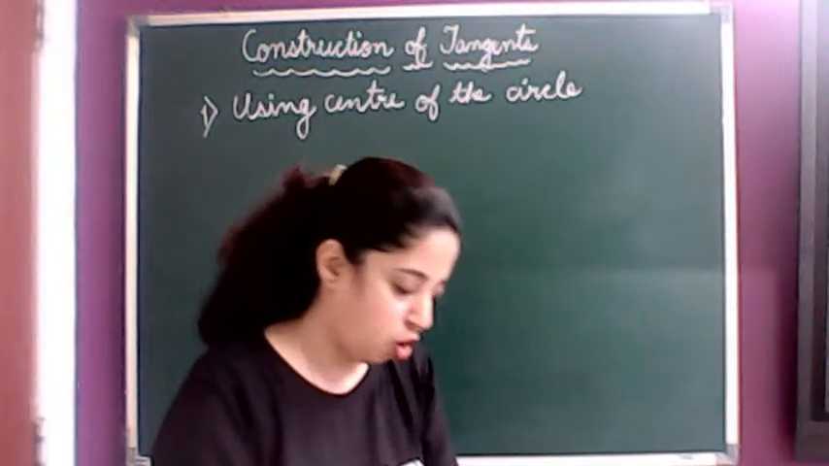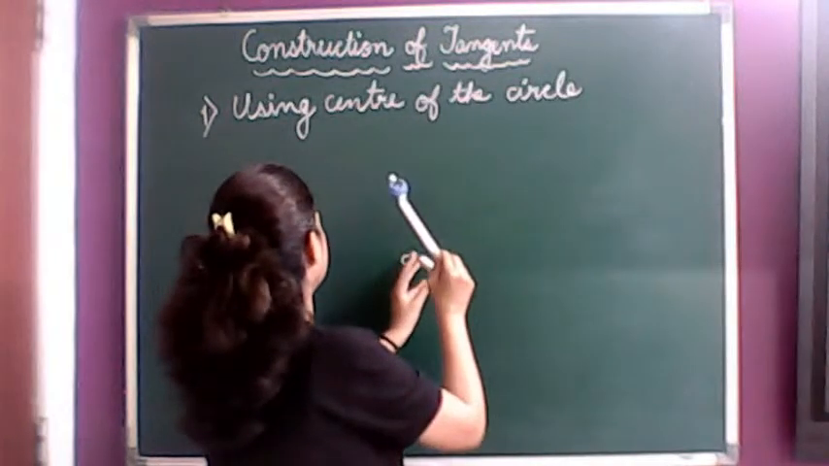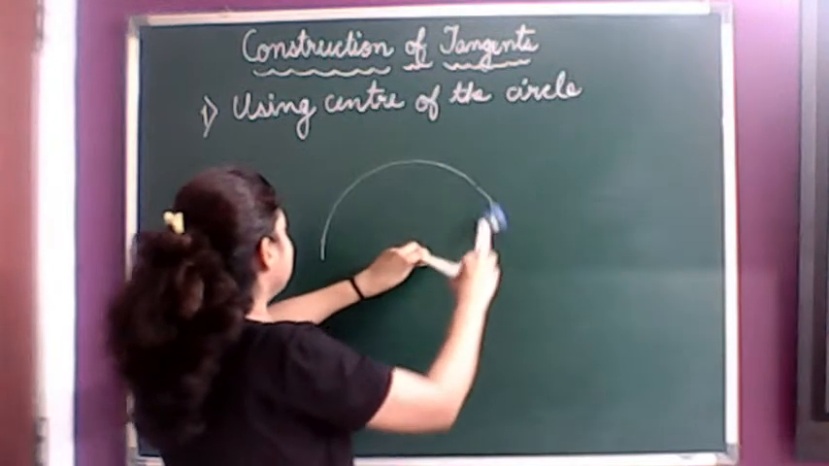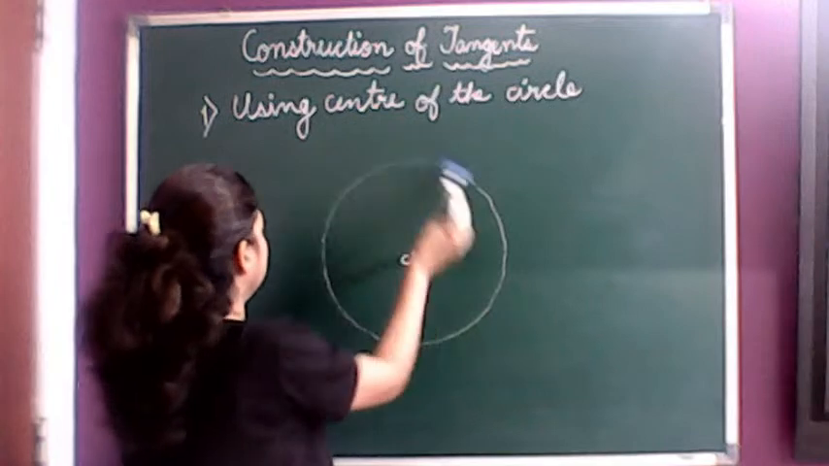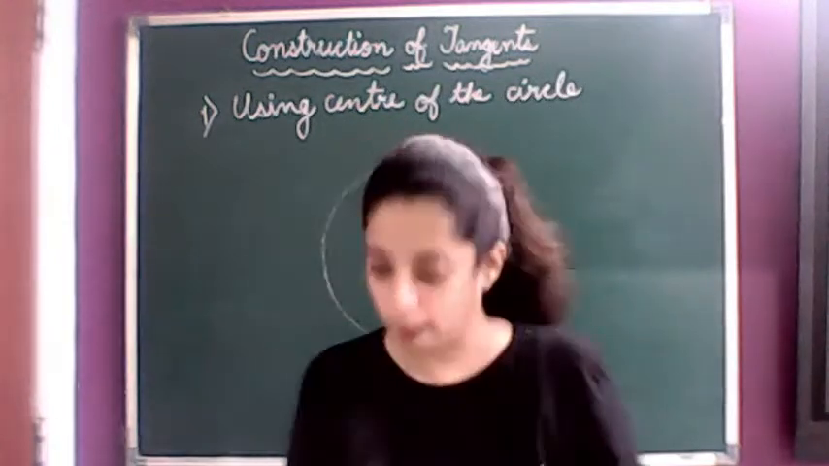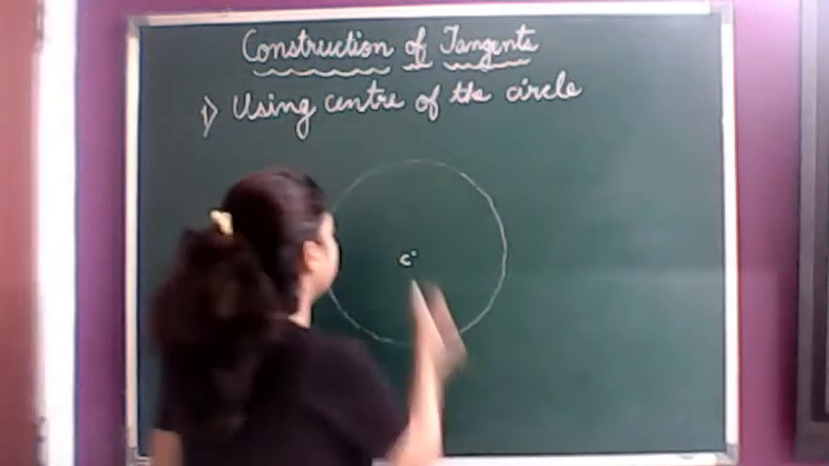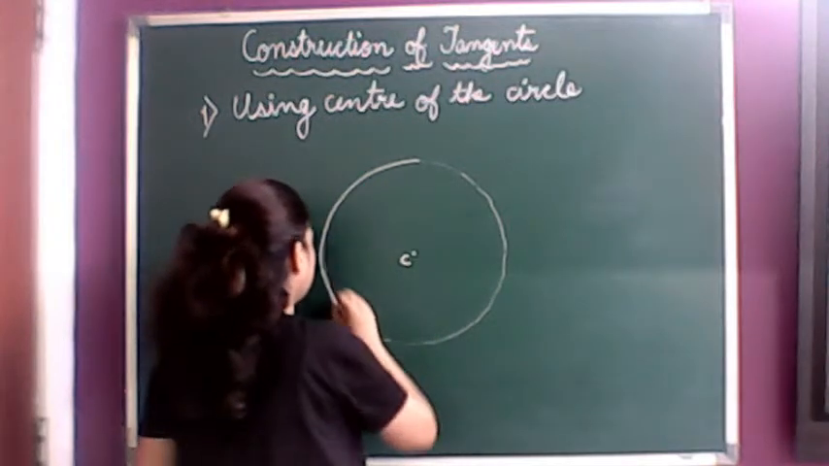Just a second, my chalk broke. Okay, keeping this at C, I will just draw a circle. Is the circle visible to you guys? Okay, I've drawn a circle with center C. That's my circle. Let me draw it darker.